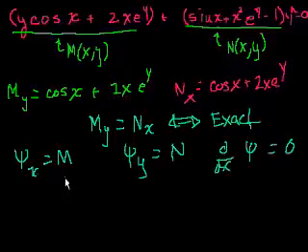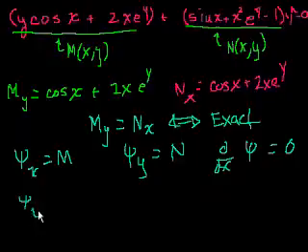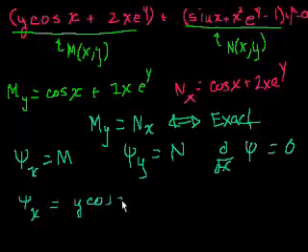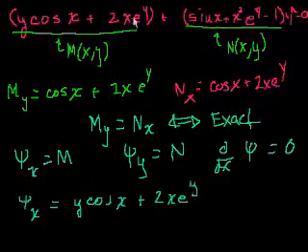So let's solve for xi. We know that the partial of xi with respect to x is equal to M. So we could write that: the partial of xi with respect to x is equal to M, which is y cosine of x plus 2x e to the y. Right, that's just here. That's my M of x.